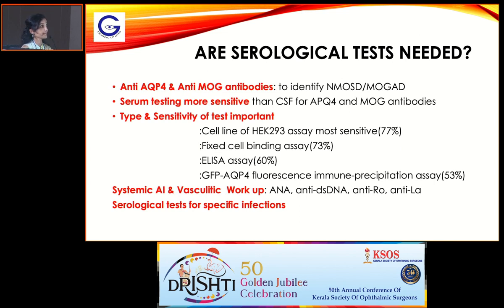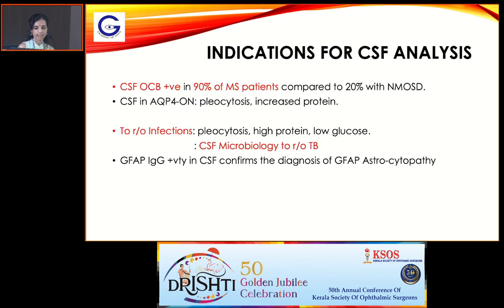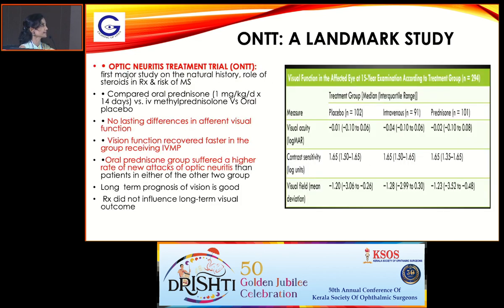So are serological tests needed? Yes, because we need to know the long-term prognosis of the condition and which test is important. Serum testing is better, cell-based assays are better. And CSF studies are definitely indicated in patients with MS suspicion, and also to rule out infections and some other conditions in which you are suspecting rare cases.